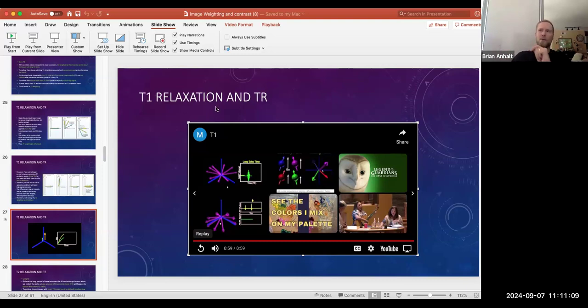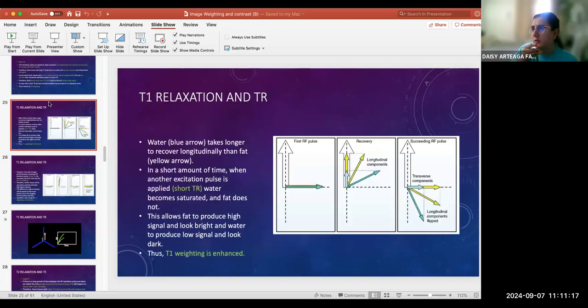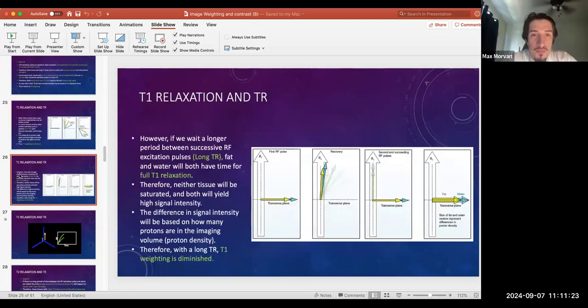So if I want T1 contrast, what do I need to do? Do a short TR. I need a short TR. If I want to eliminate T1 contrast, what do I need to do? Increase the TR. Increase the TR.